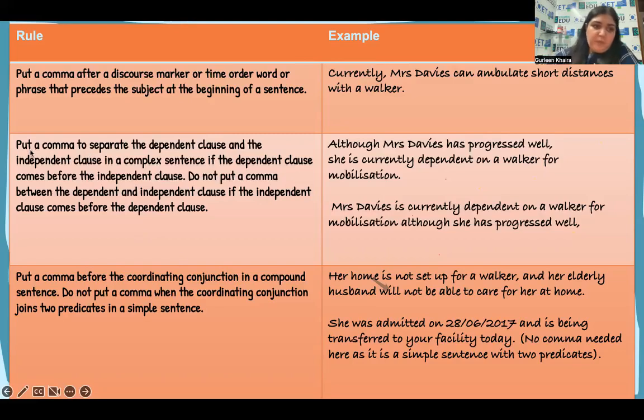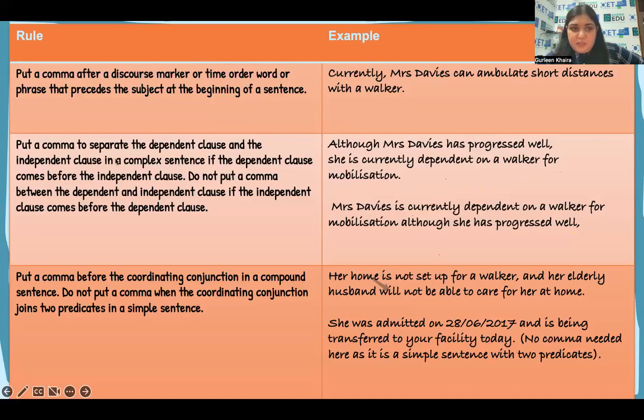Then the second rule, put a comma to separate the dependent clause and the independent clause in a complex sentence if the dependent clause comes before the independent clause. See example number 1. I already discussed with you which is the dependent and the independent clause, right? The dependent clause is the one that starts with a subordinating conjunction. So this is our dependent clause. Although Mrs. Davies has progressed well. And this is our independent clause. She is currently dependent on a worker for mobilization.